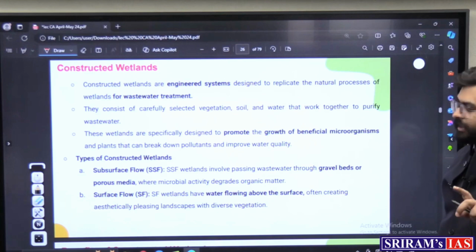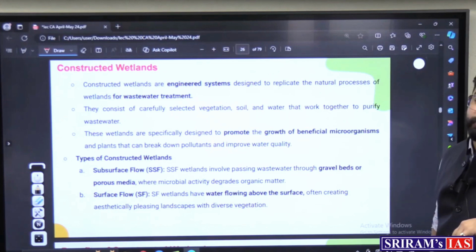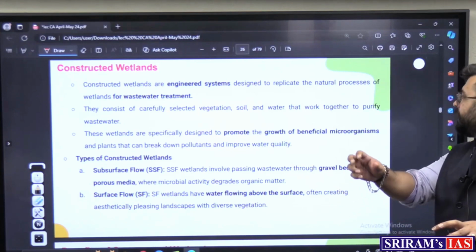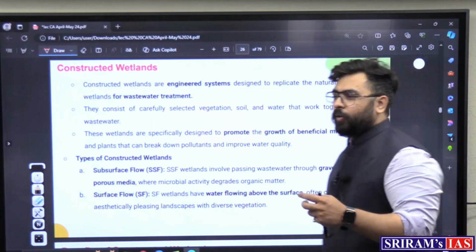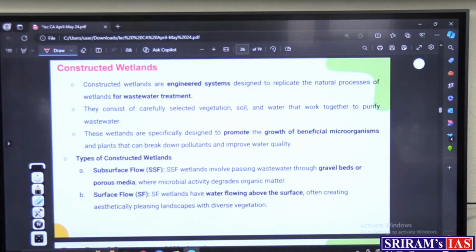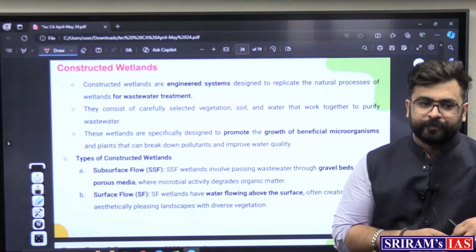So constructed wetlands are nothing but engineered systems designed to replicate natural processes of wetlands for wastewater treatment. They consist of carefully selected vegetation, soil and water that work together to purify wastewater. That means you deliberately set a type of vegetation, soil and water there so that it can work on the industrial waste. By the way, what advantages do the natural wetlands give you? Can you tell me? What are the benefits of these wetlands?